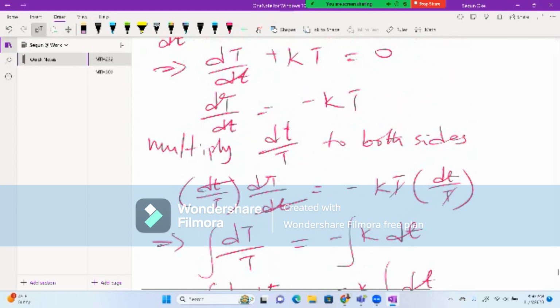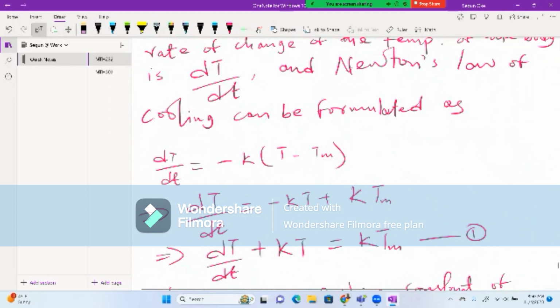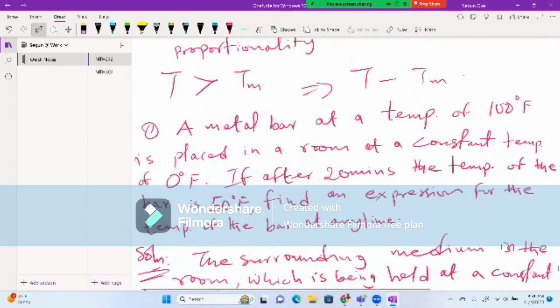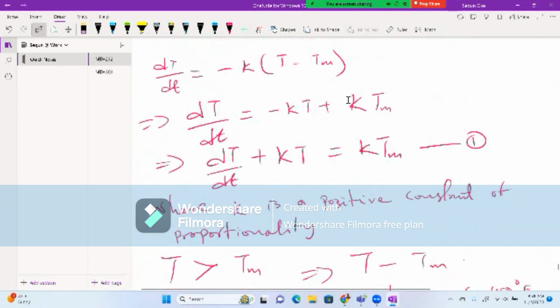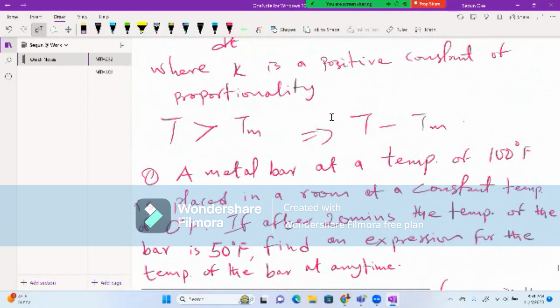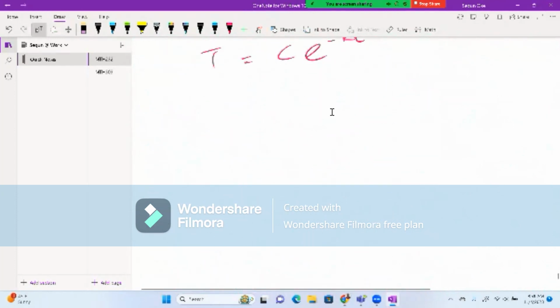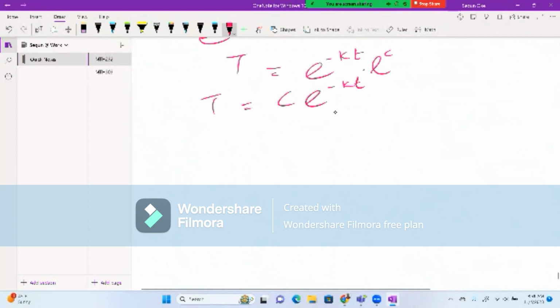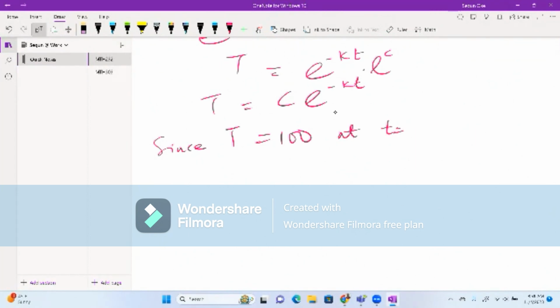The question says, when your t is 0, what happened? Look at the question. It said the metal bar at the temperature of 100 is placed in a room. Meaning at that point, our capital T, which is, remember from the proof here, they said let T denote the temperature of the body. The body here we are talking about is the metal bar. So the temperature there is 100 degrees Fahrenheit. So we substitute 100 where we see T, at small t, the time, equal to 0. So capital T equals 100 at small t equals 0.